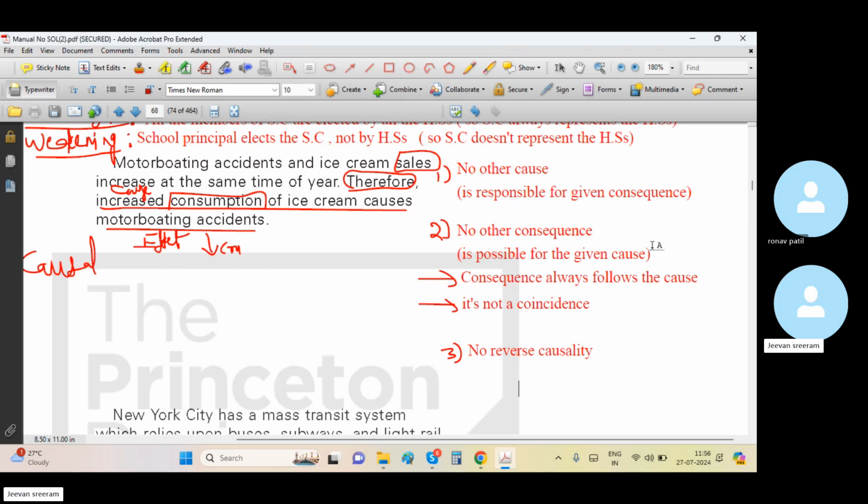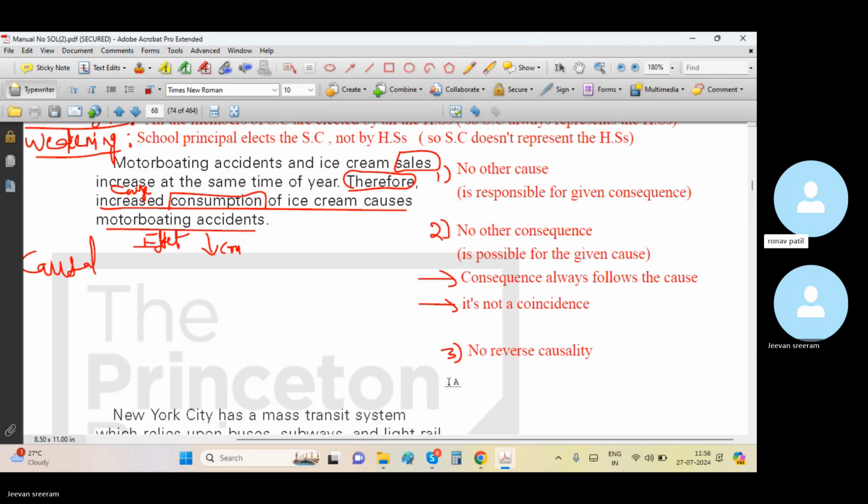No other consequence means motor boating accidents is the correct consequence for the given cause of increased ice cream consumption. The given consequence is the correct consequence, right? Consequence always follows the cause means motor boating accidents always follow the increased consumption of ice cream by the people. It's not a coincidence.